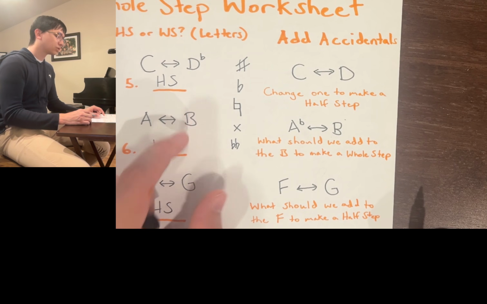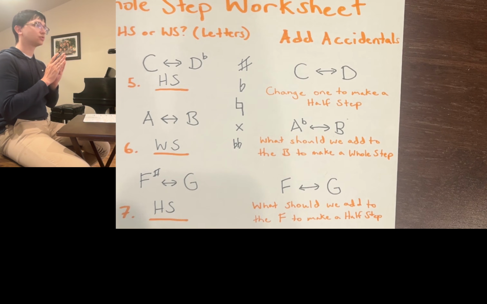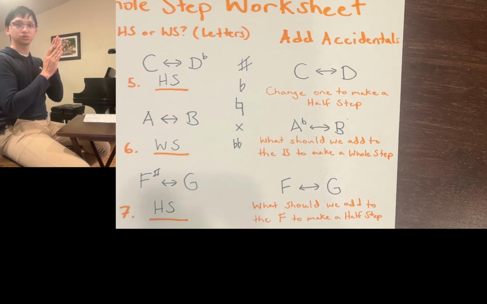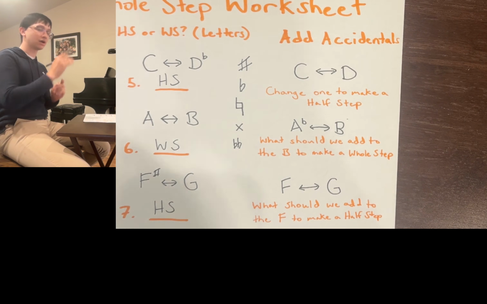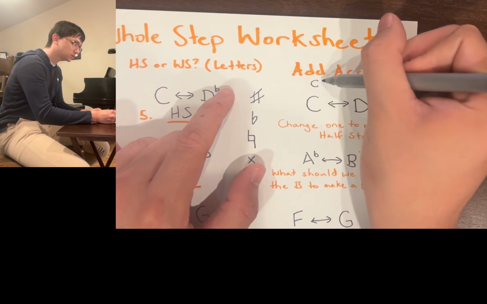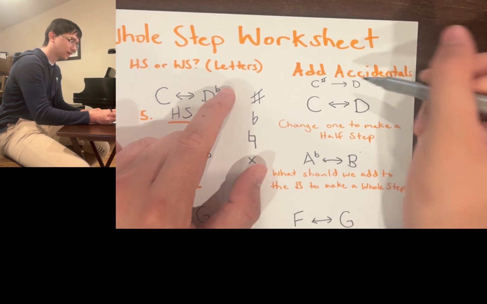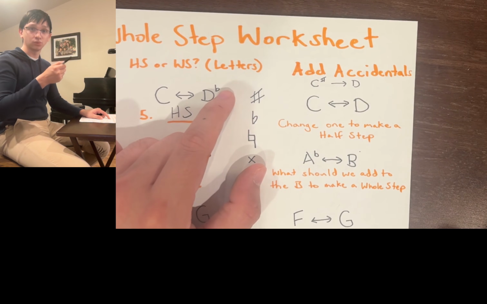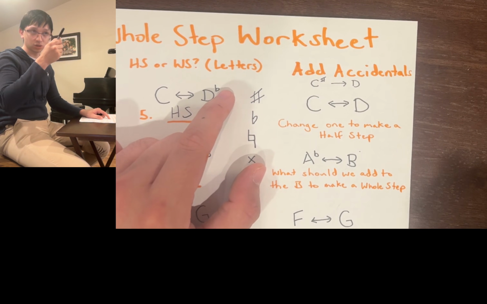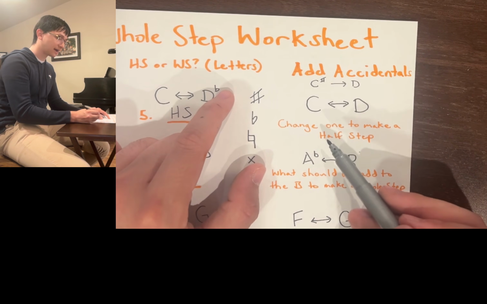In order to make these closer together, again, C and D are right next to each other. So you either have to move C closer to the right, so you have to move it up, or you have to move D down. So there's actually two options for this. I'll go ahead and draw both. One option is C sharp to D. That C sharp will move the C closer to D, and that would end up making it a half step difference.